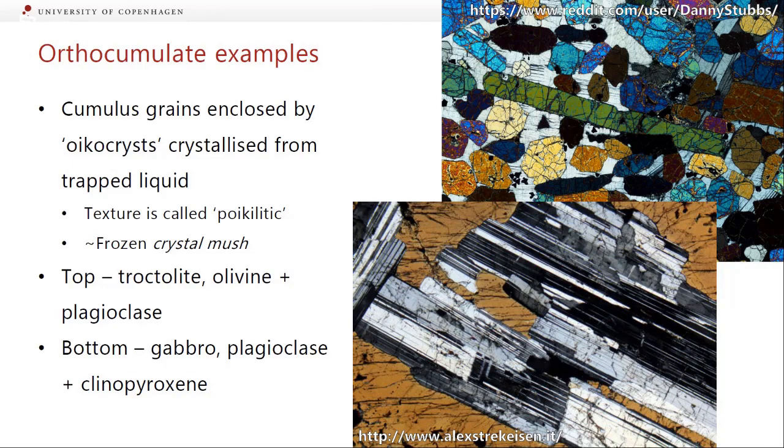There's another example at the bottom, which is a more gabbroic composition. And in this one, the plagioclase is forming the cumulus grains. You can see there's these blocky tabular plagioclase shapes. They're not perfectly euhedral, but you can see that they have some of that expected plagioclase shape. And in that case, it's clinopyroxene that's growing around and filling in all the spaces. So the bottom one would be plagioclase cumulus grains with clinopyroxene oikocrysts. And so this is more or less a frozen version of what we'd call a crystal mush.